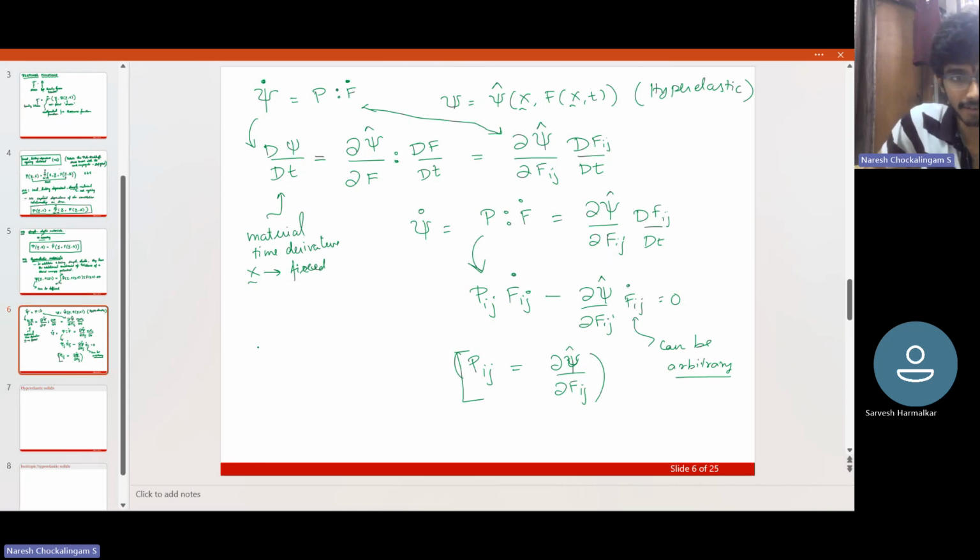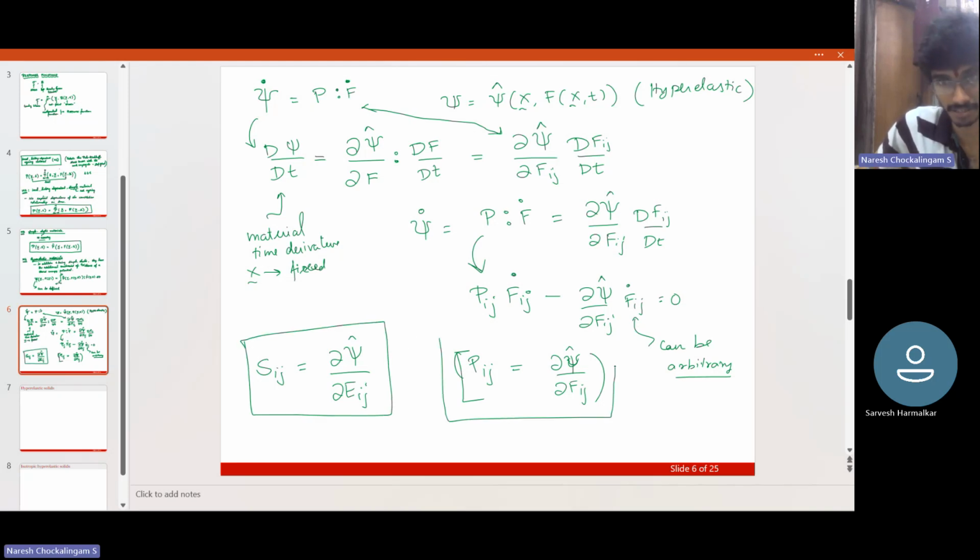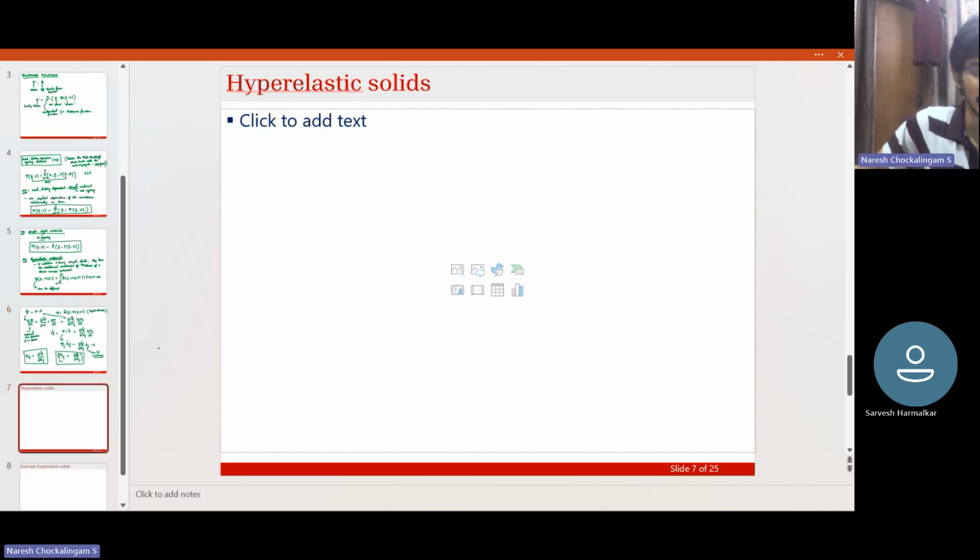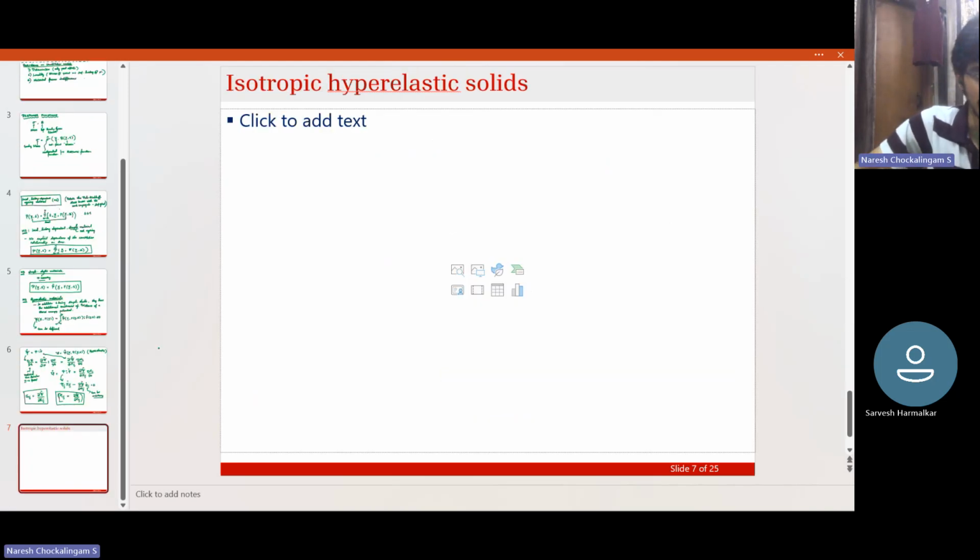And equivalently, you can also say the second Piola-Kirchhoff stress tensor Sij is the derivative of the stored energy function with respect to the Green-Lagrange strain. So these are the relationships in indicial notation. Okay. So we have defined hyperelastic solids, so I can go to the next step.